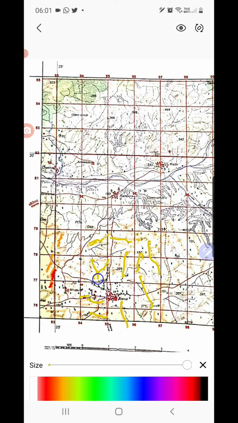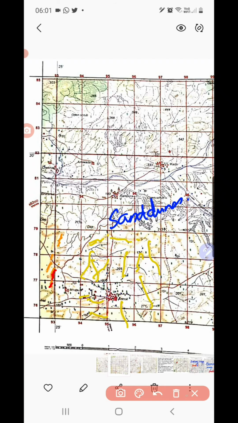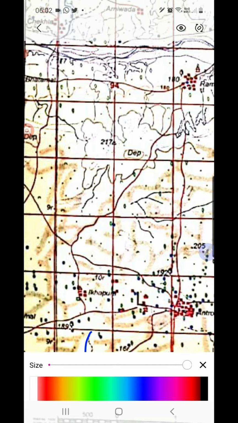Suppose you see 10R. Let us focus on this 10R. This is the relative height of the sand dune. Whenever you find 10R where a sand dune is there, you can write it as relative height of sand dune. Clear?